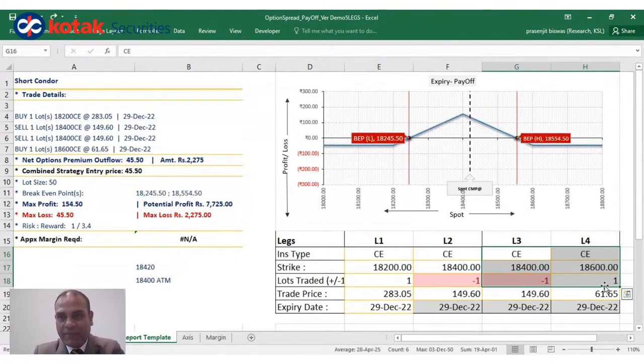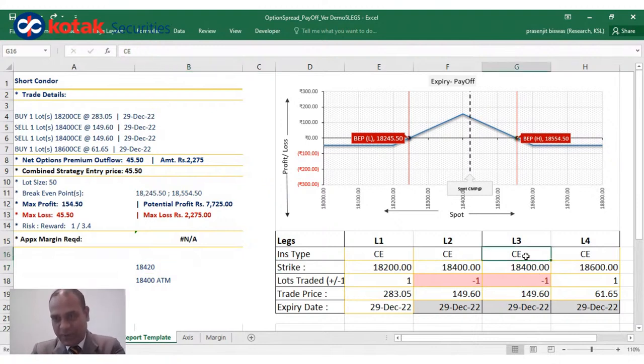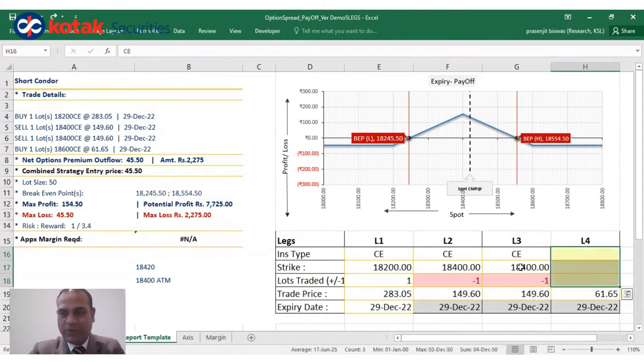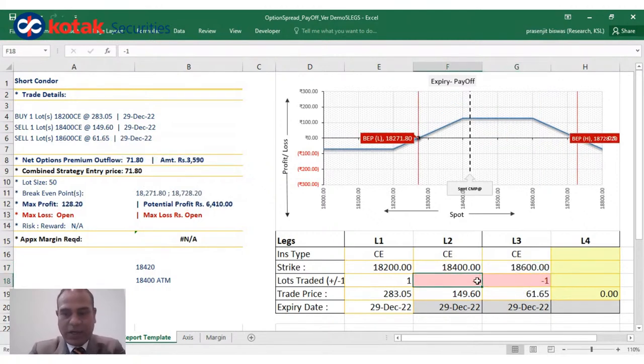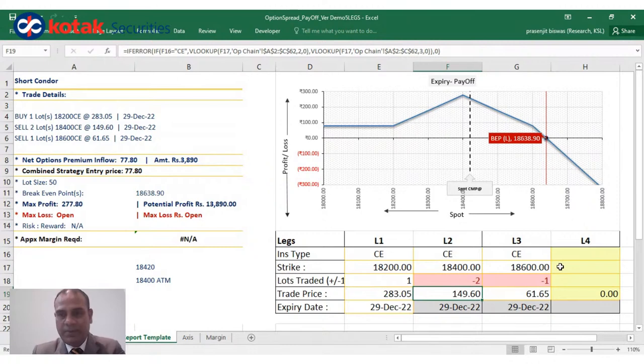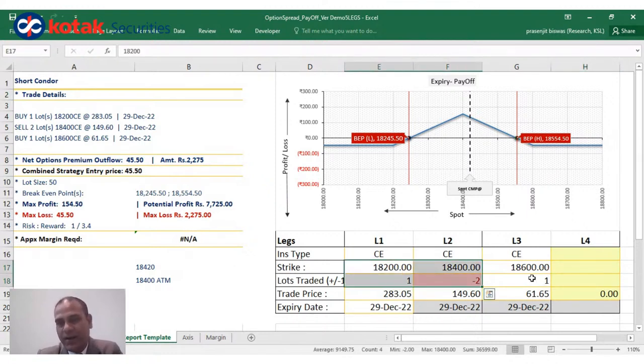So if I mix both of them, it becomes a call butterfly. So this is what is known as a call butterfly. Now to write this in a simple format, what I will do is shift this here. So here 18,600 will come. And instead of writing this one lot, I will write two lots. Effectively, this is a combination of a bull call spread and a bear call spread, right?